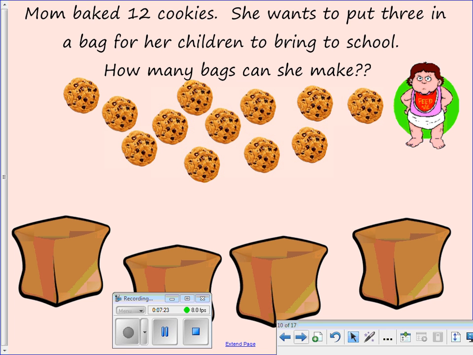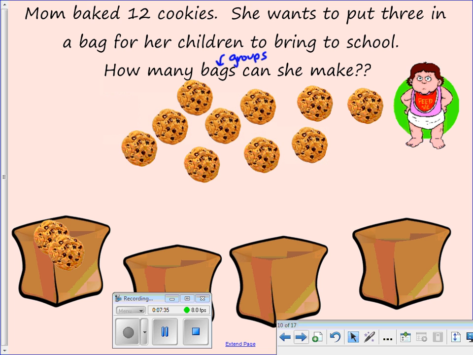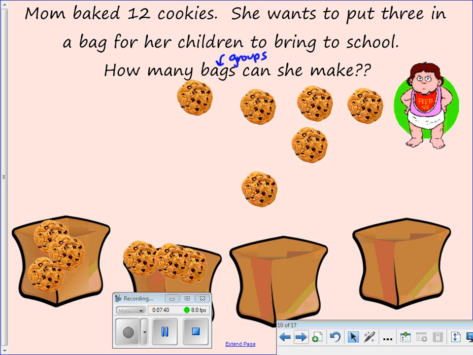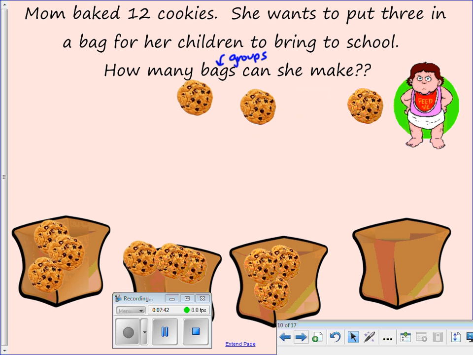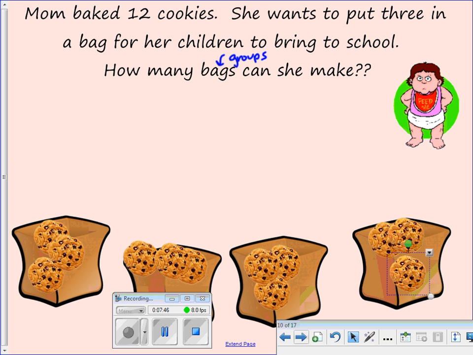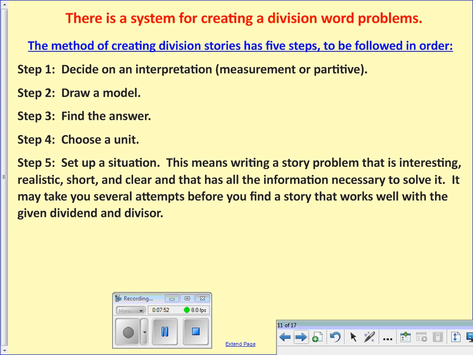She wants to put 3 in a bag. How many bags? How many bags means how many groups. So this is measurement division. So 3 here, 3 here, 3 here, and 3 here. So how many groups was she able to make? 4. 4 groups. So that's our quotient.